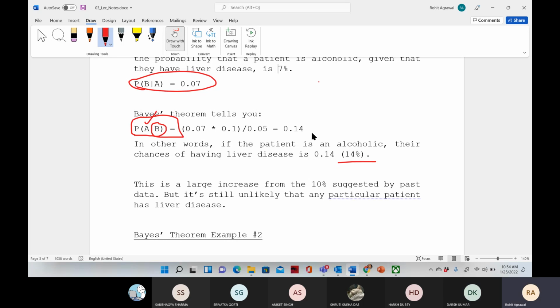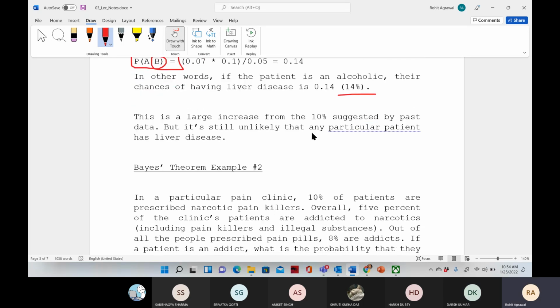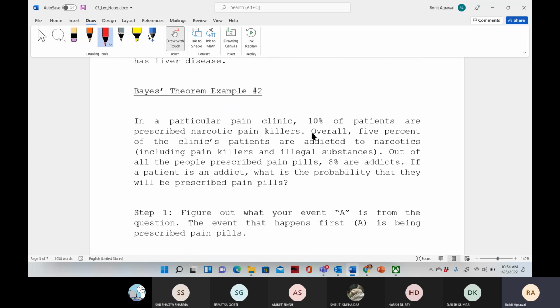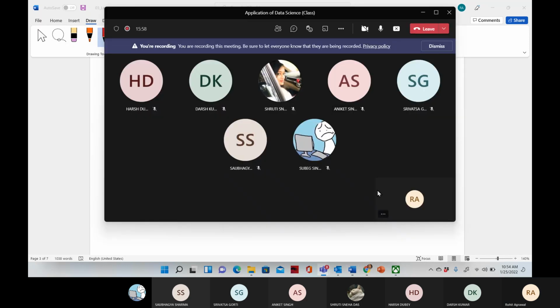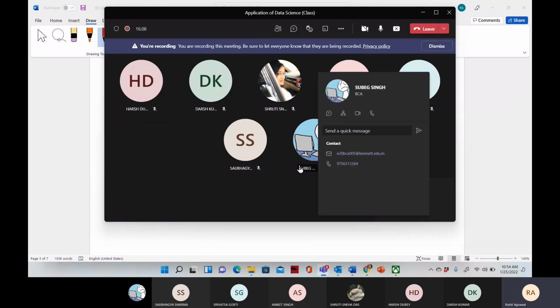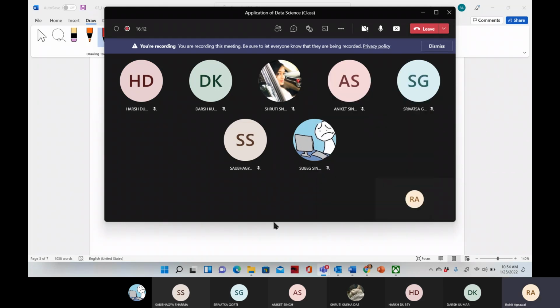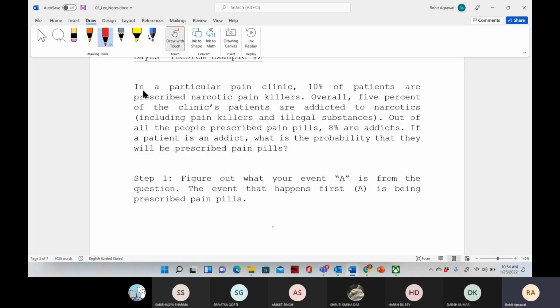So if this is clear, then the second question is for you. You just try this one. Now, this is clear, and is anyone having any doubt? Harsh, Darsh, Shruti, Aniket, Srivastava, anyone having any doubt? No, no sir. Okay. If there is no problem, then please try this one.